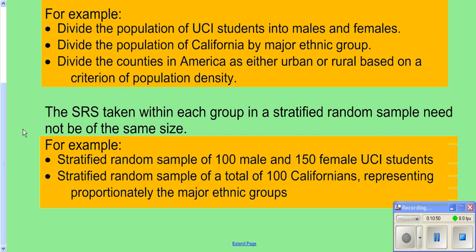Now, your simple random samples, when you're dealing with a stratified sample, do not need to be the same. So when you're dealing with the University of California Irvine students, you could choose 100 males and 150 females. They don't have to be the same size.